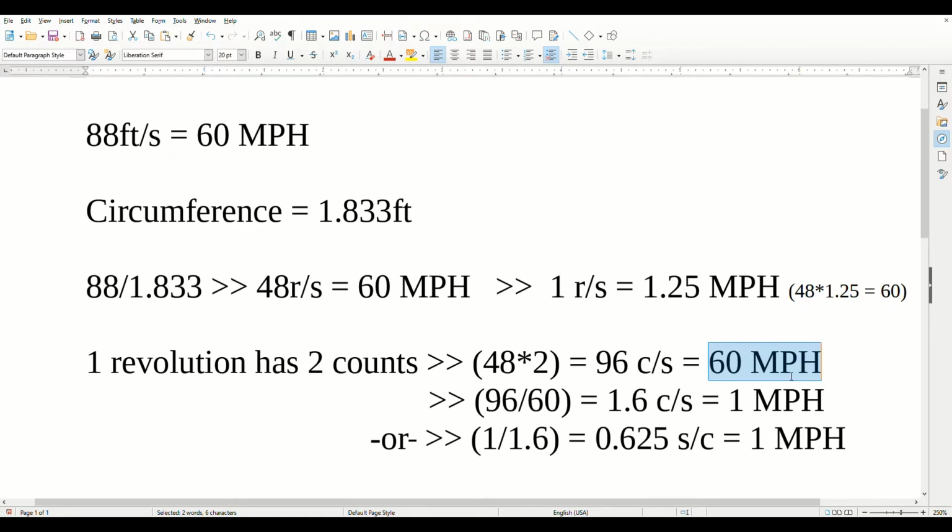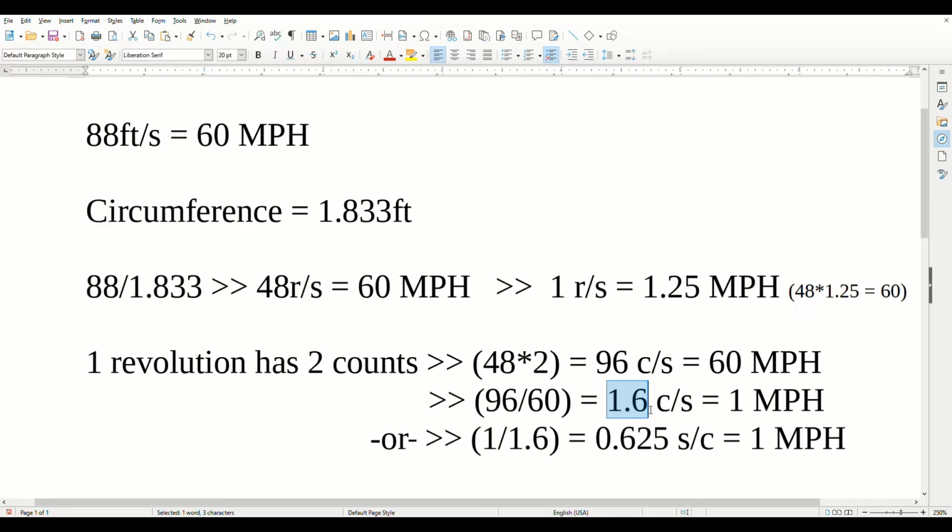Now, this is where the math starts getting funky. The reason it gets funky is not because the math is funky, but because my ability to explain it is limited. I have 96 counts being equivalent to 60 miles an hour. If 96 in a second is 60 miles an hour, 1/60th of that would be 1 mile an hour, right? Because 1 mile an hour is 1 out of 60. So that's where this number comes from.